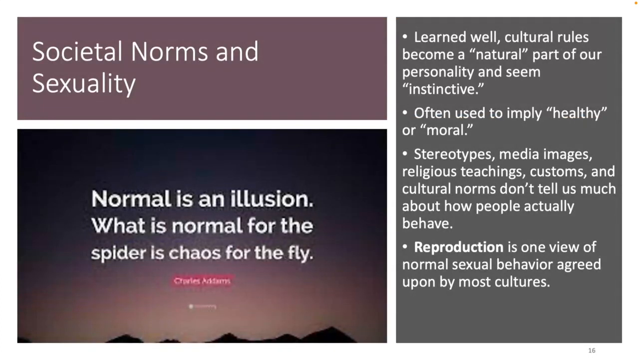And so we talk about then societal norms and sexuality. And normal, as you can see from this image, normal is an illusion. What is normal for the spider is chaos for the fly. Normal is just a perception. Now, in society, we learn cultural roles that become a natural part of our personality and seem to be instinctive, meaning it's part of our instinct. But we often use healthy or moral to imply this idea of normal. And it's really difficult to establish what is natural or unnatural, what is normal or not normal.